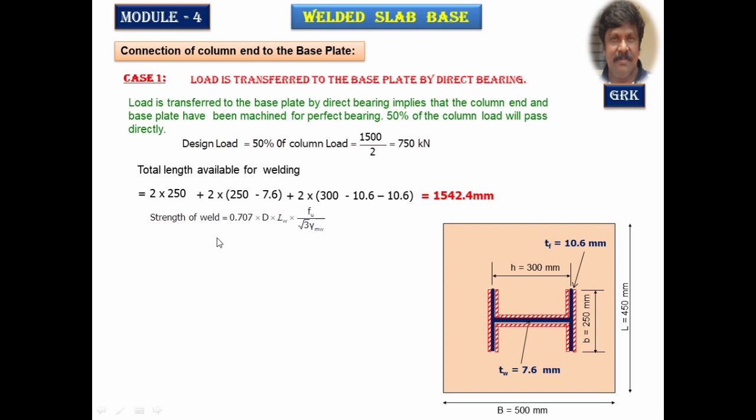We know the formula to calculate the strength of the weld. We have studied that in the second module itself. The strength of the weld is given by 0.707 into d into length of the weld into fu by root 3 gamma mw. So this d is nothing but the size of the weld. We can assume it not less than 3 mm, and the gamma mw, by assuming shop welding, we can get the value of the partial safety factor for welding.